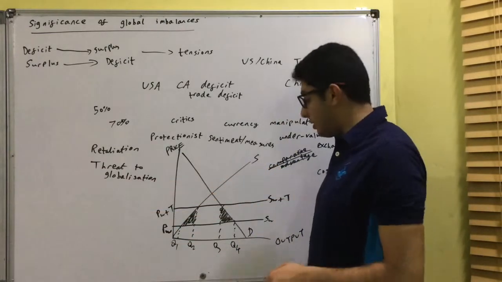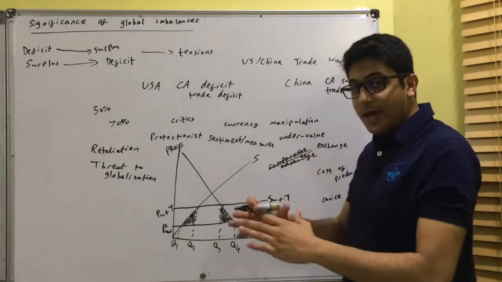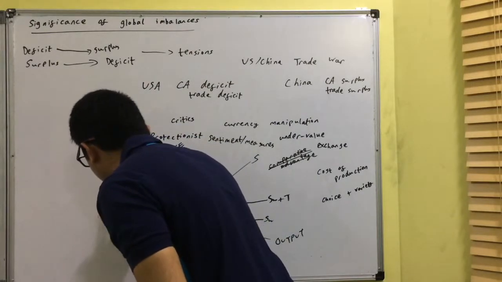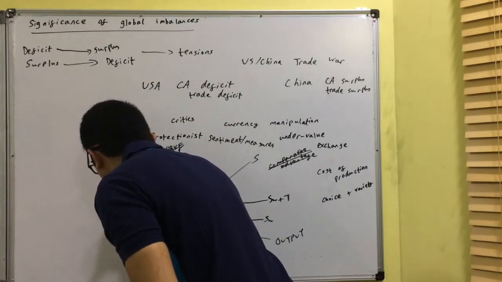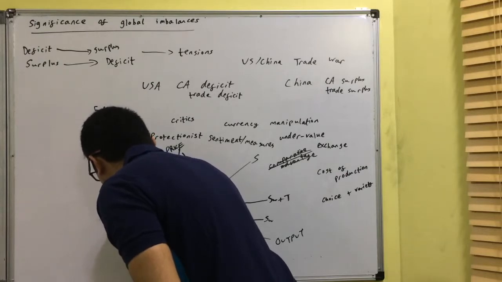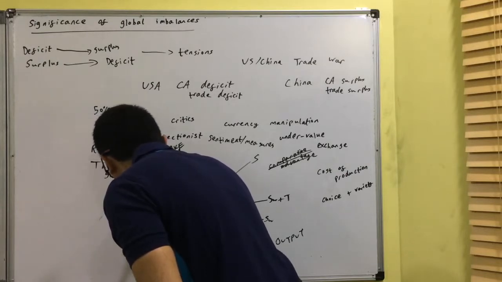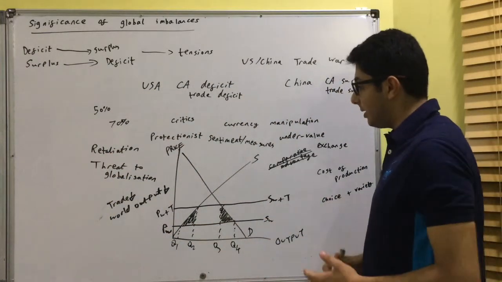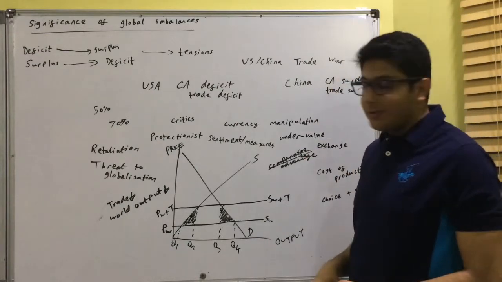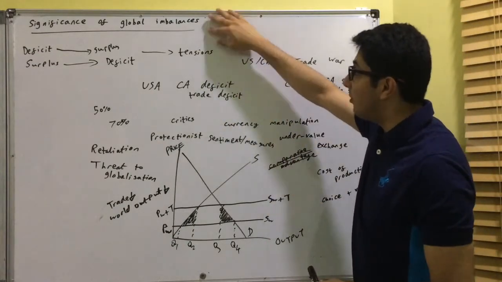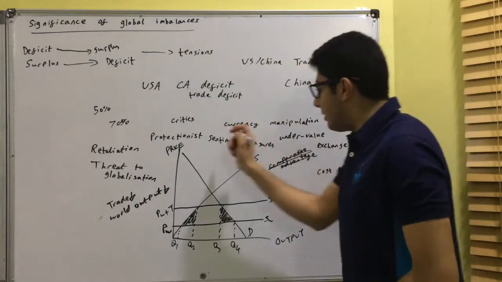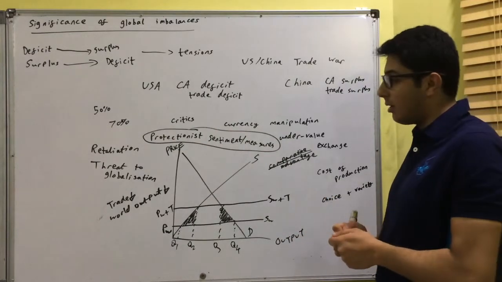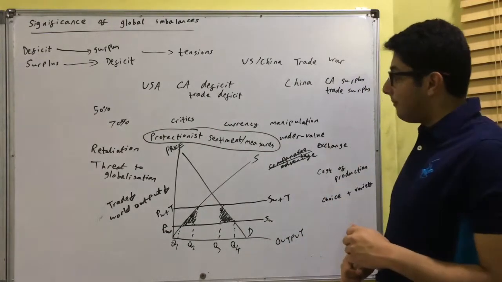It's a threat to globalization because if both countries impose tariffs and protectionist measures, the total volume of trade decreases between the two countries. So world output decreases, and that negatively impacts globalization. So really the best point you could make to do with the significance of global imbalances is this protectionist sentiment or protectionist measures. Alright, I'm going to go into maybe two more points.